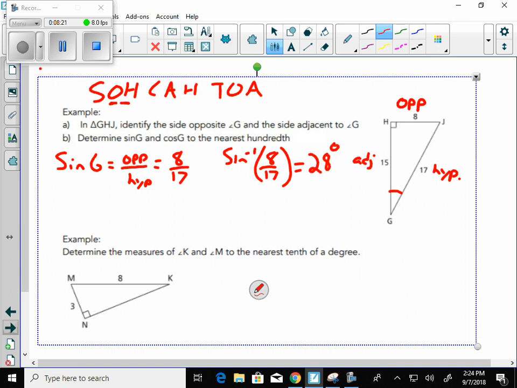28.1. All right, so whenever you're finding angles, remember you use the -1 button of that function.